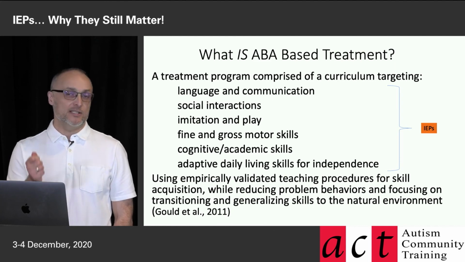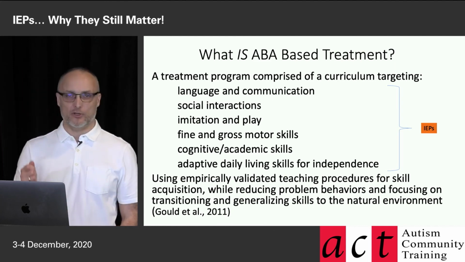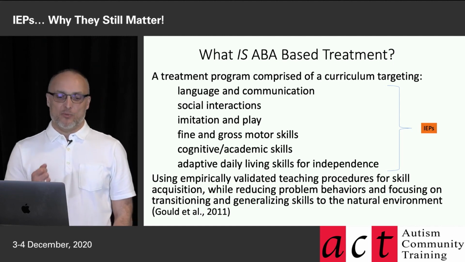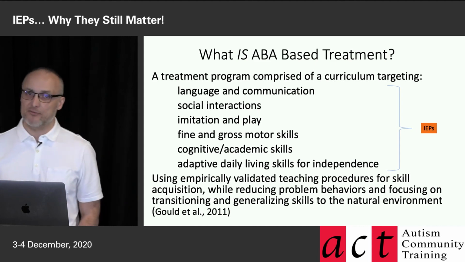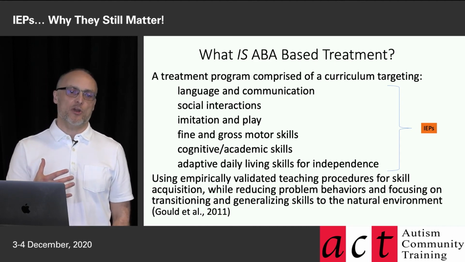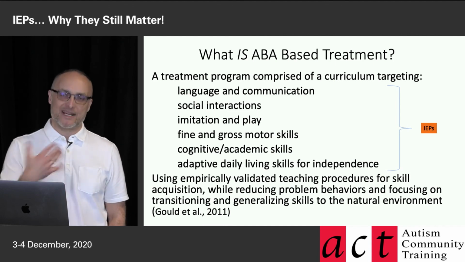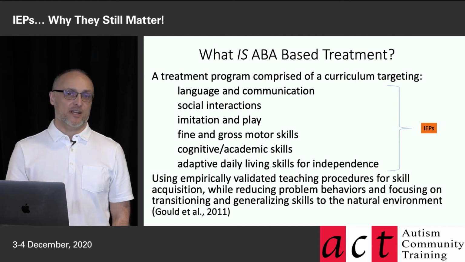Using empirically validated teaching procedures, right? That's where you go to something like the National Autism Center Standards Report to find out what some of those things are. And we want to be reducing problem behaviors, not for the convenience of other people, because problem behaviors are annoying to somebody, but because they interfere with the opportunity for our students to maximize their learning potential, right? They're barriers to learning. And then, of course, transitioning and generalizing to the natural environment.